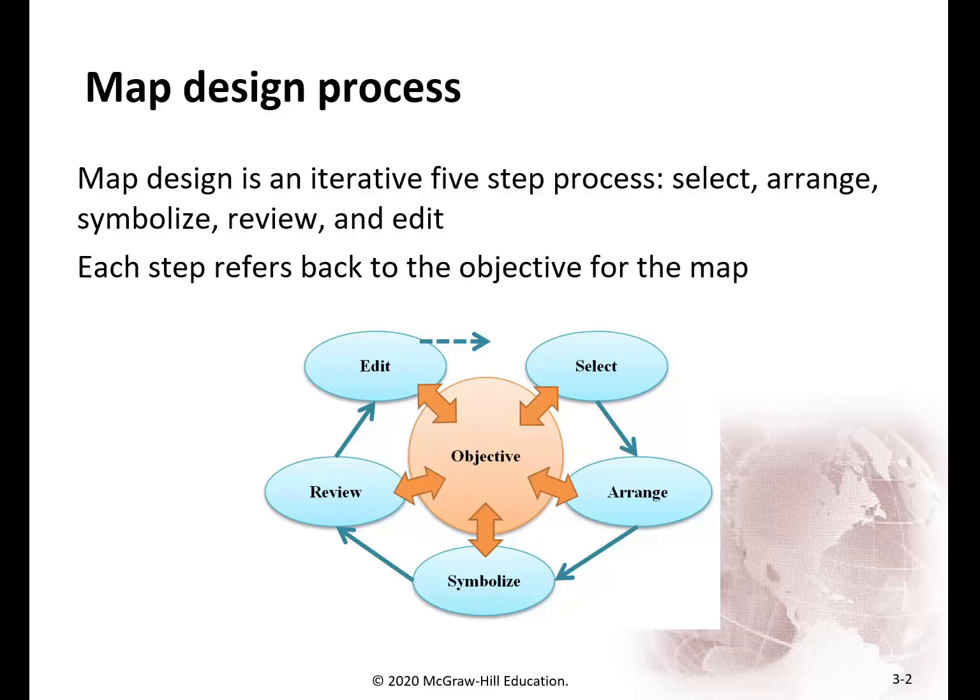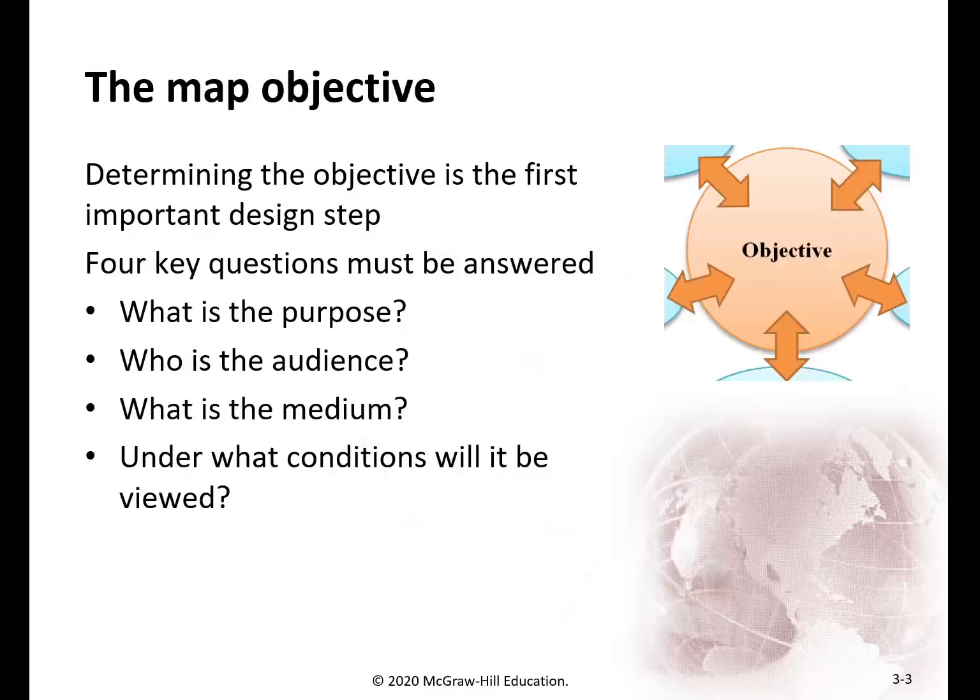Ultimately, though, the most important part of any map design process is identifying the objective. Developing a clearly defined objective for a map is critical, but sometimes neglected. It determines the form and content of the map and provides the context in which to review a map and ask whether it works. 4 issues should be considered when designing a map or determining the map objective. And that is going to include what is its purpose, who is the audience, what is the medium, and under what conditions will this map be viewed.